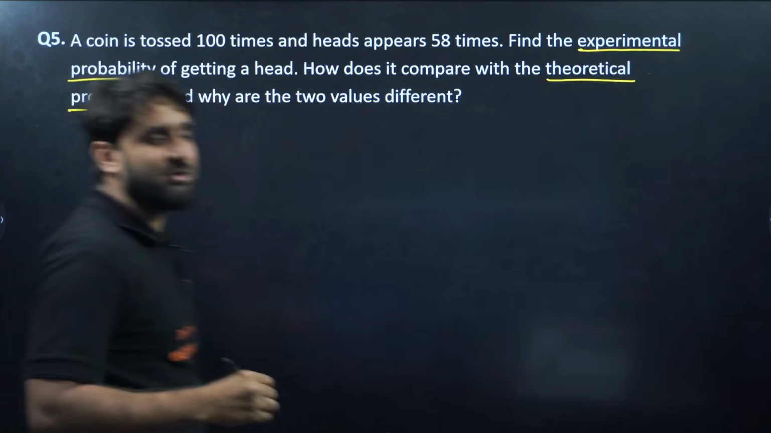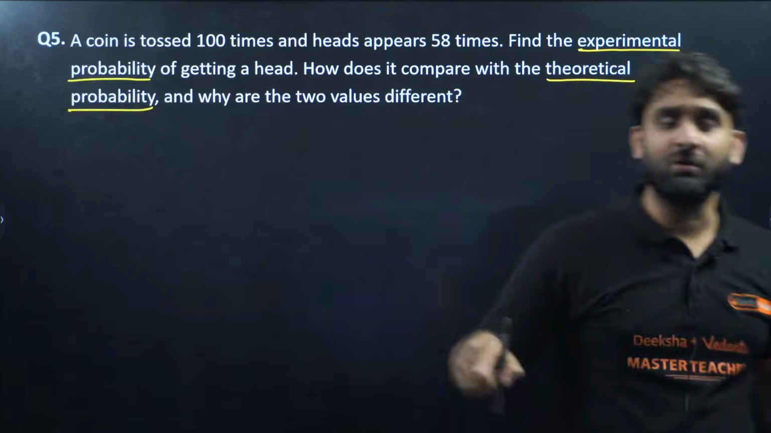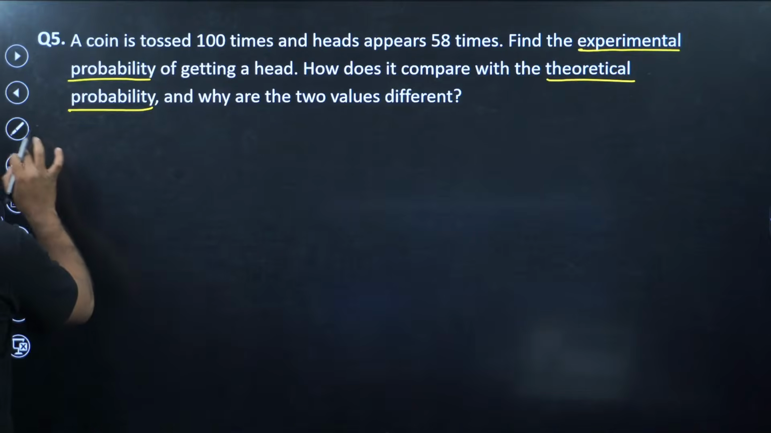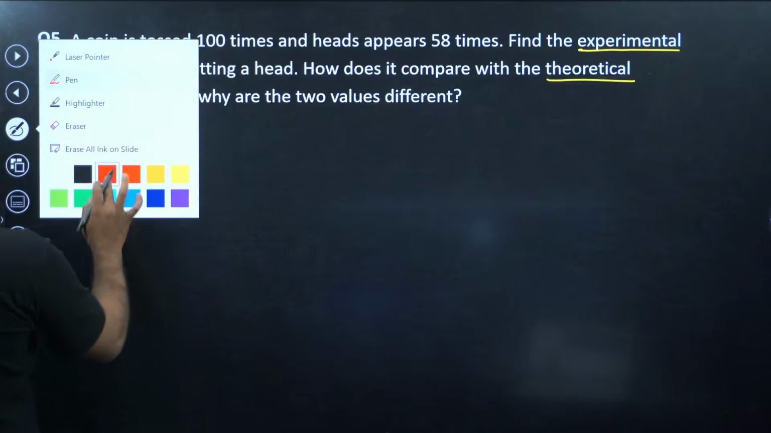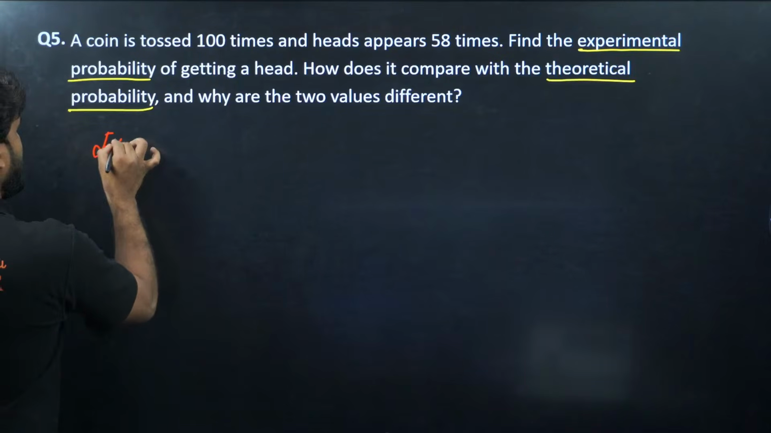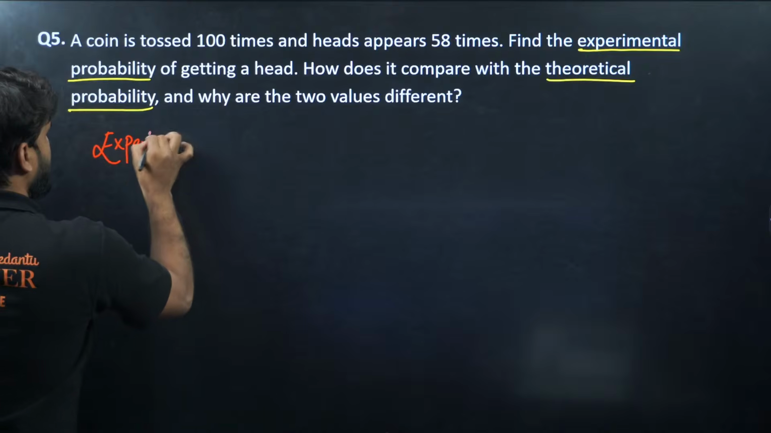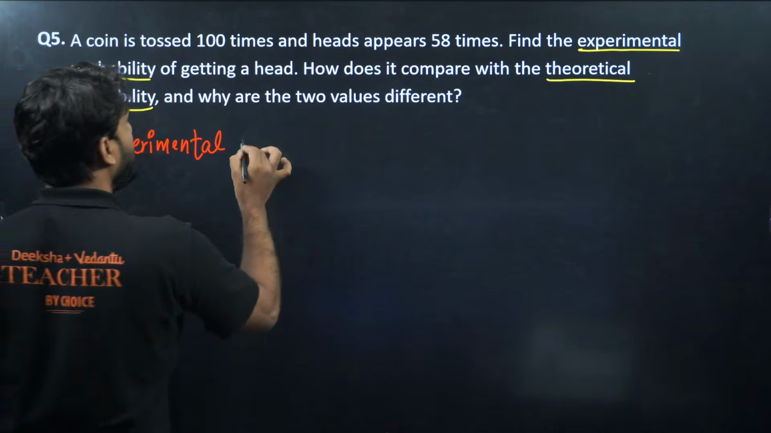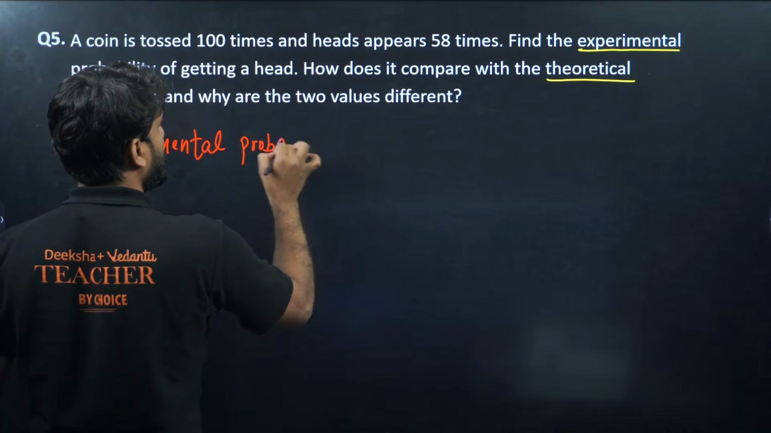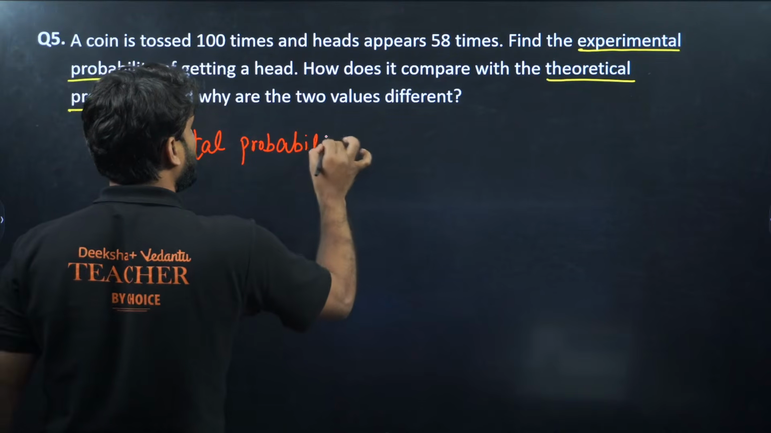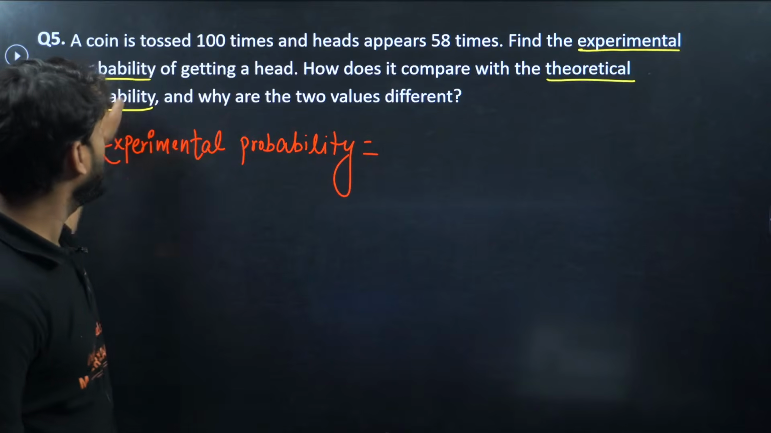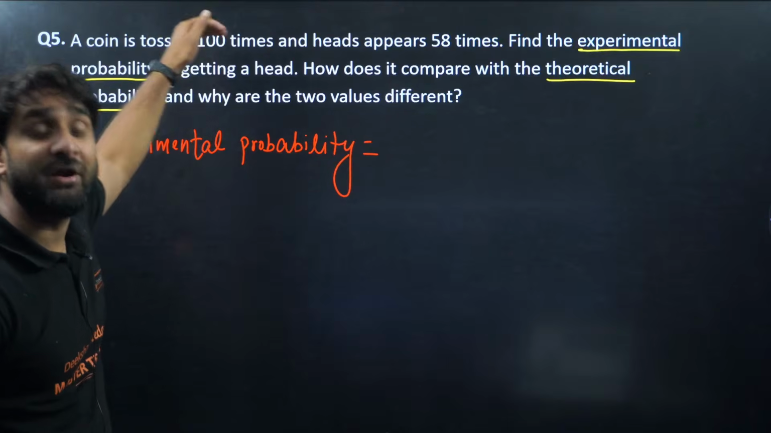So this is a good question, because it will help you understand the difference between both. Basically, let's talk about experimental probability first. So my dear champion, listen, what is experimental probability? It is the experiment that is going on, and the experiment going on is that a coin is tossed 100 times.